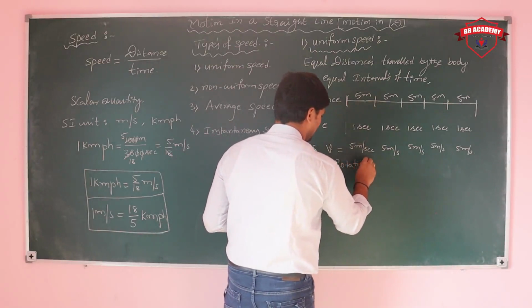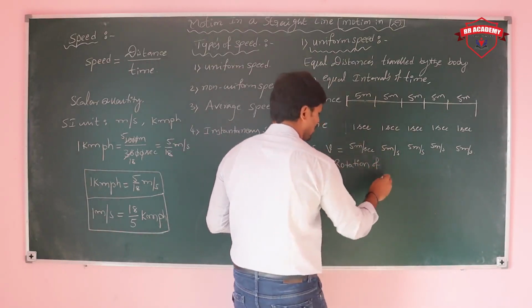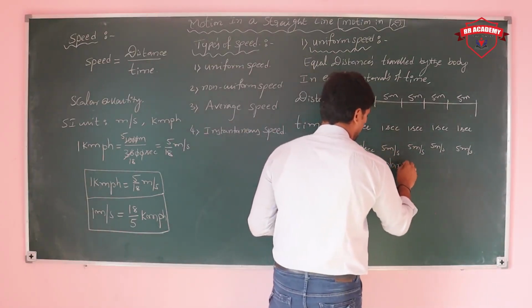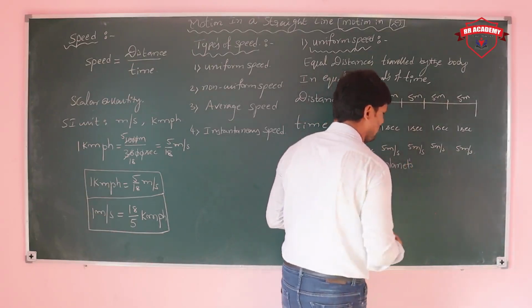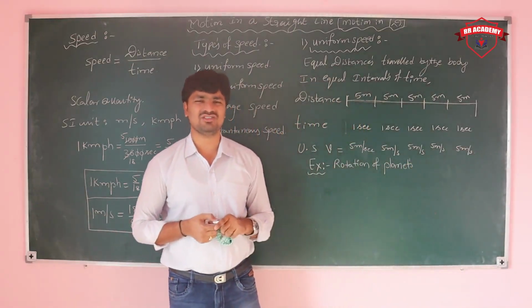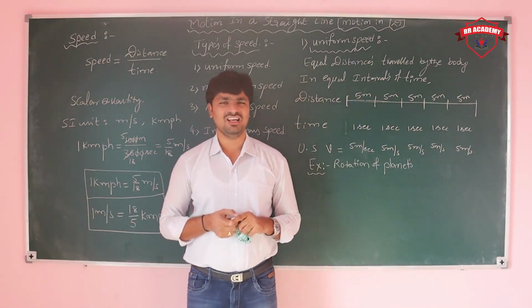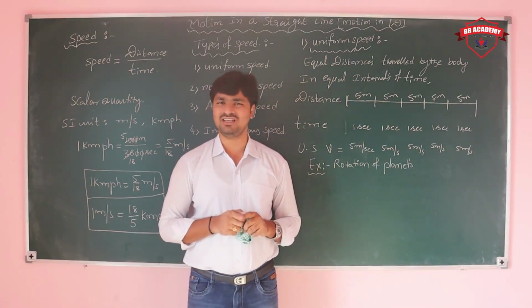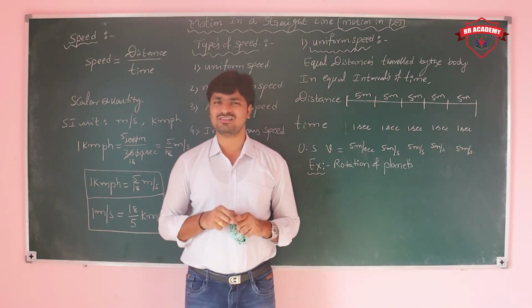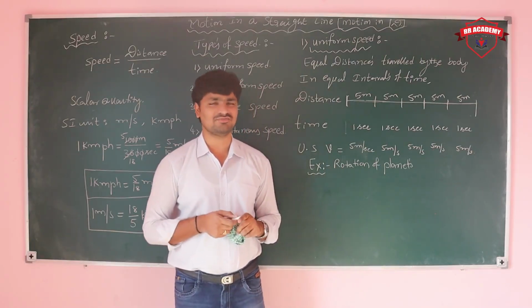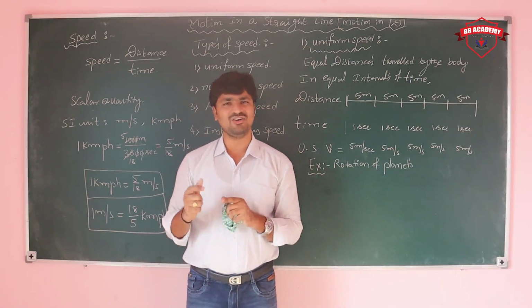Because the planets are rotating with uniform speed only. Best example, the rotation of the earth. How much time is taken by the earth to complete one rotation? Generally, self-rotation takes 24 hours. Means every day we have 24 hours? Yes, every day we have 24 hours.